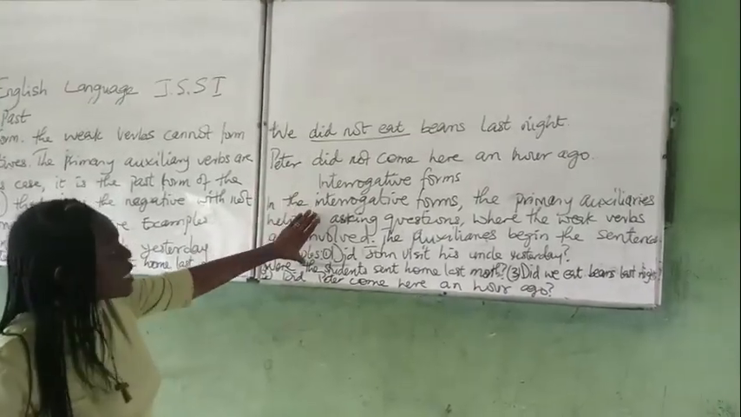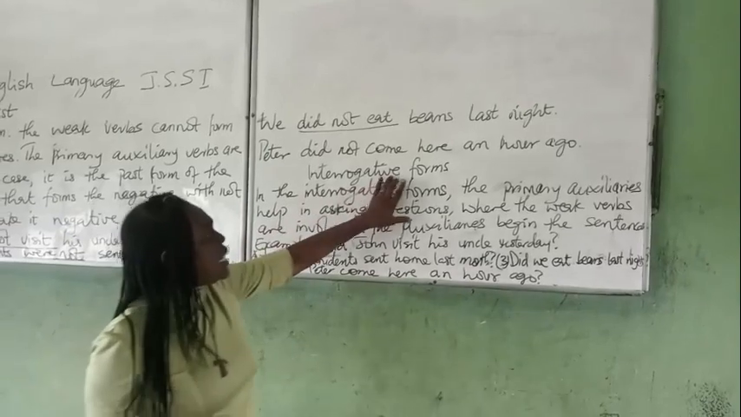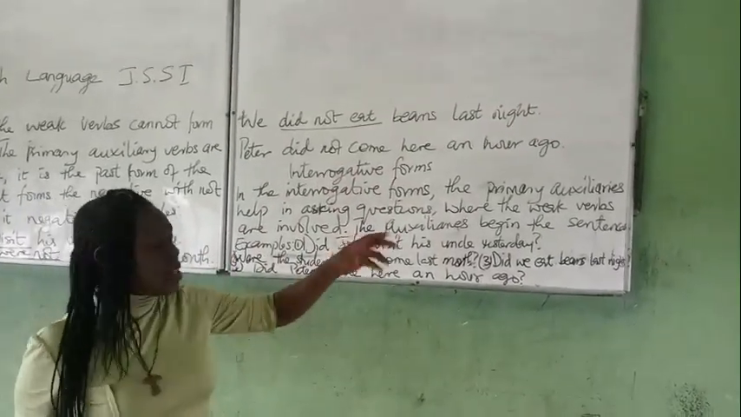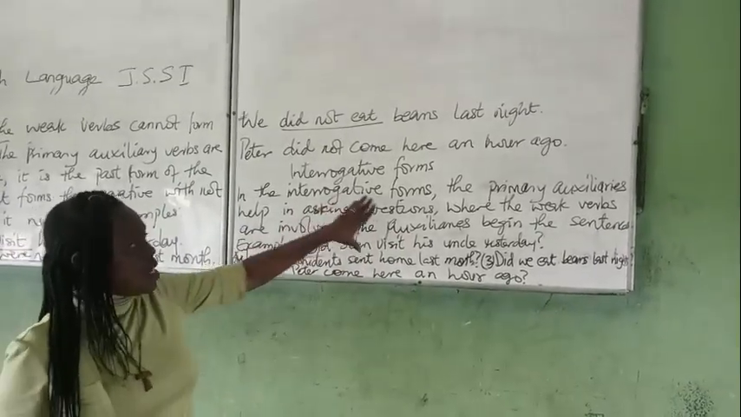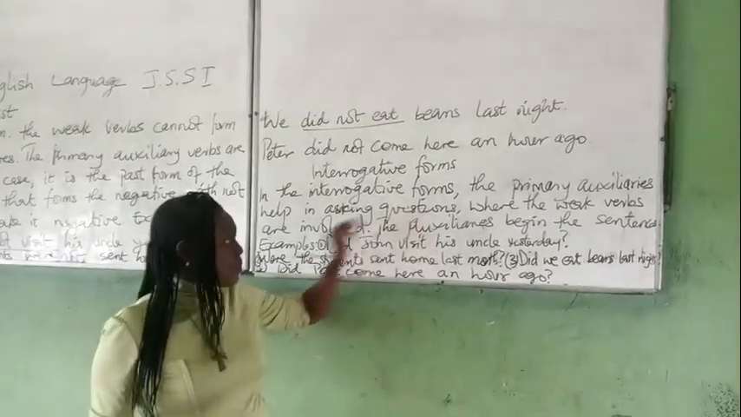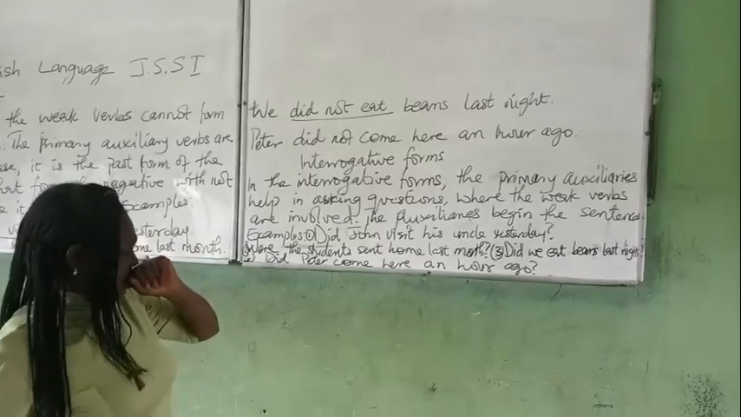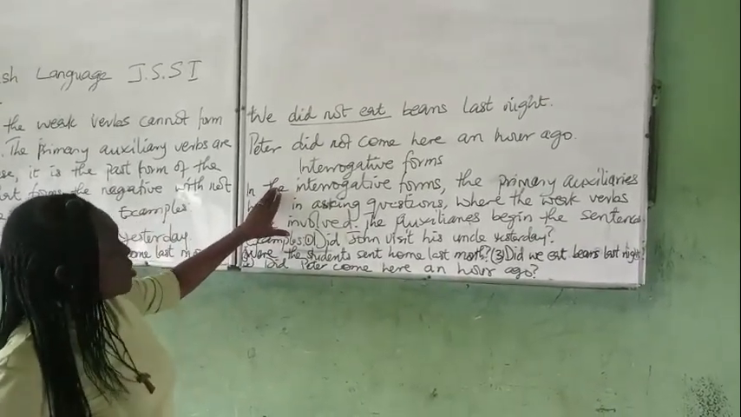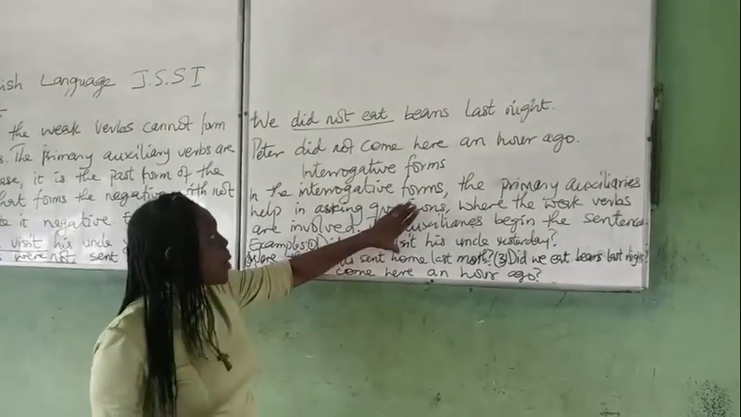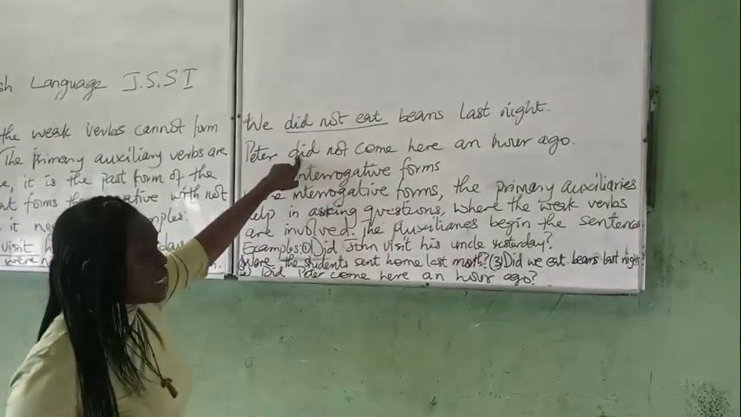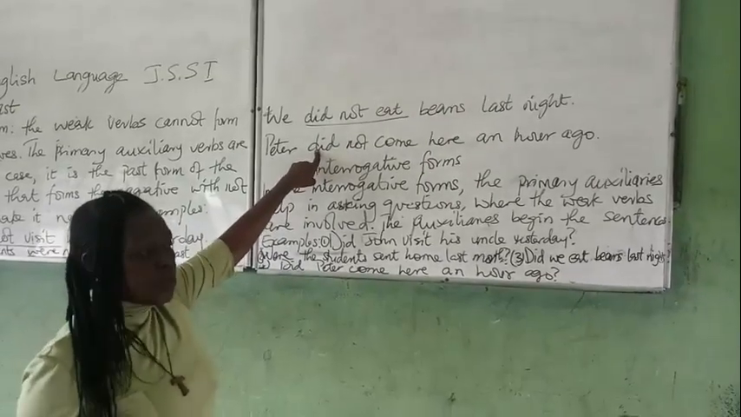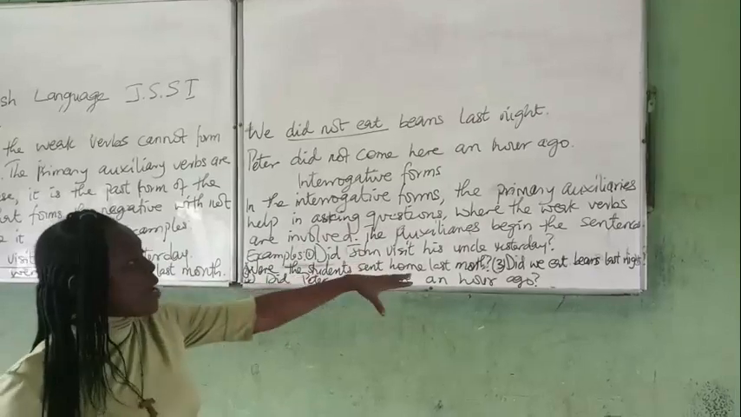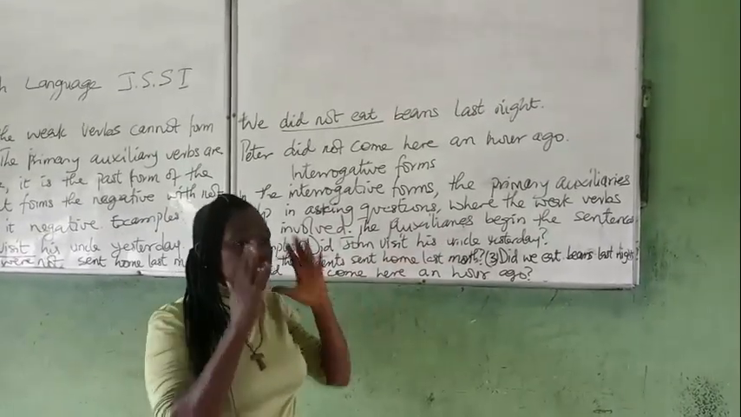Then let us look at interrogative. The interrogative asks questions. To interrogate is to ask. So how do we ask questions using the simple past? Again, the primary auxiliary that helps the weak verb in simple past is the verb did. That is the past tense of do. Remember again that once you start with did, the other verb will remain in the infinitive. That is its normal form.